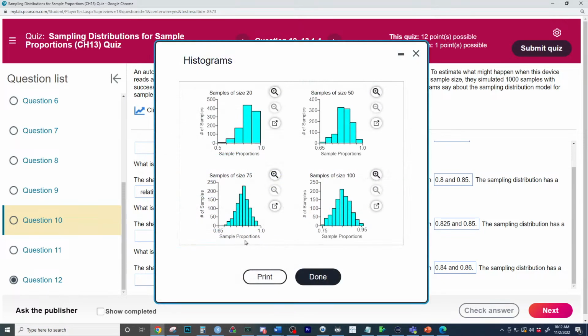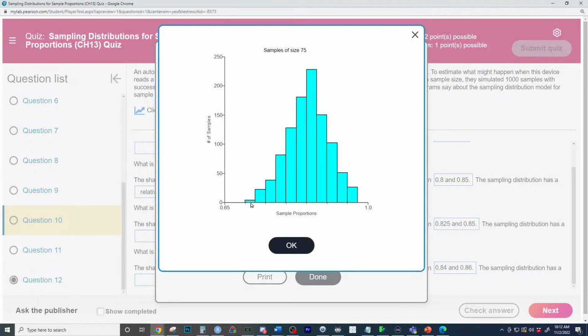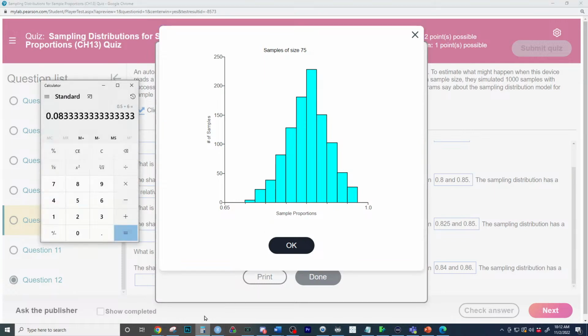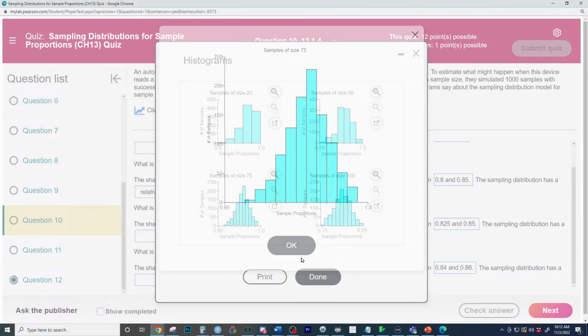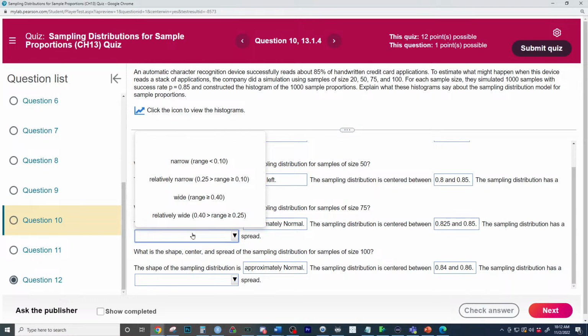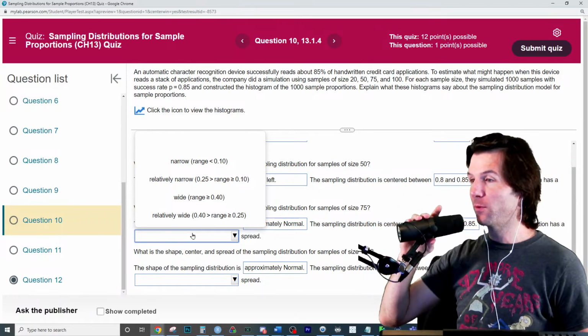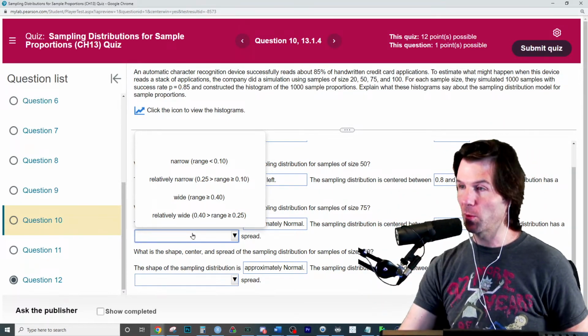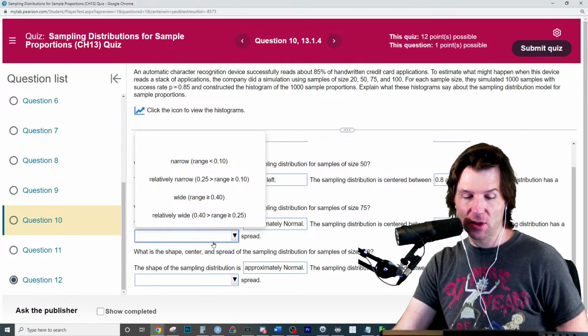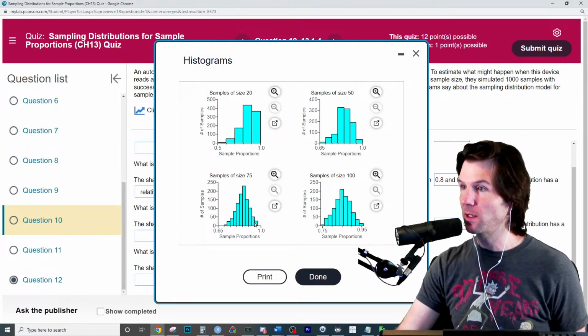Let me double check. So that's 70, 75, 80, 85, 90, 95. Okay, so that is 70 through 95.25. It literally puts it on the ends of the... What is happening? So I really don't like this question. I really don't like the way they're wording this, because I just found the range of this. So they're asking about the range of this distribution right here.